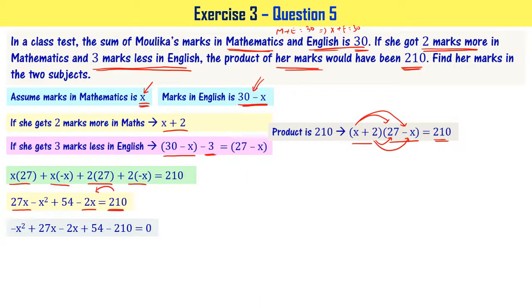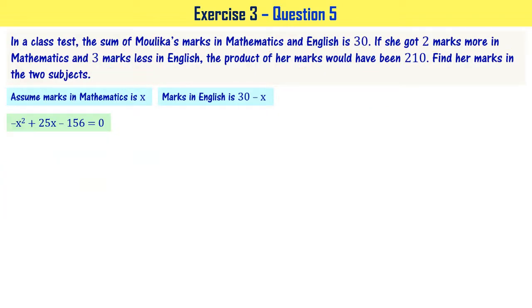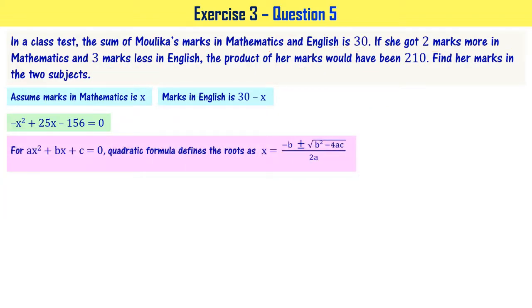The equation now becomes x square plus 27 minus 2x plus 54 minus 210 equal to 0. When you simplify this, you can write it as minus x square plus 25x minus 156 equal to 0. This is the equation we have to now solve. Let's solve this equation using the quadratic formula.